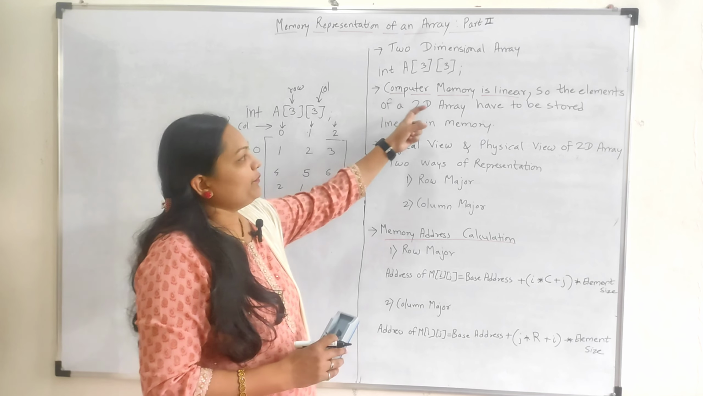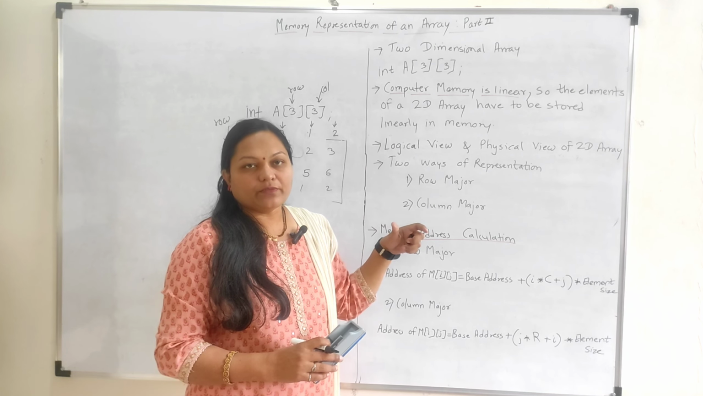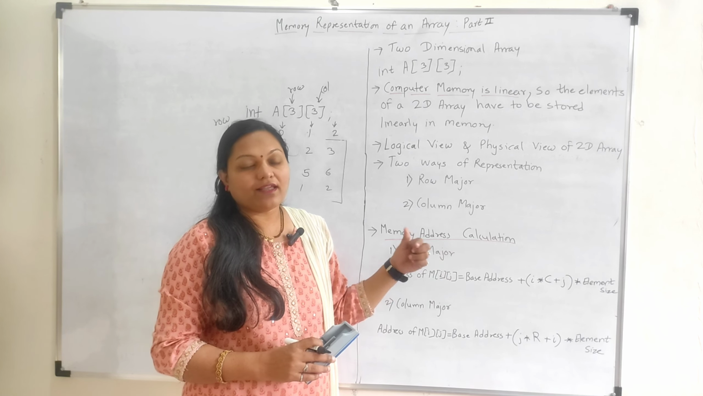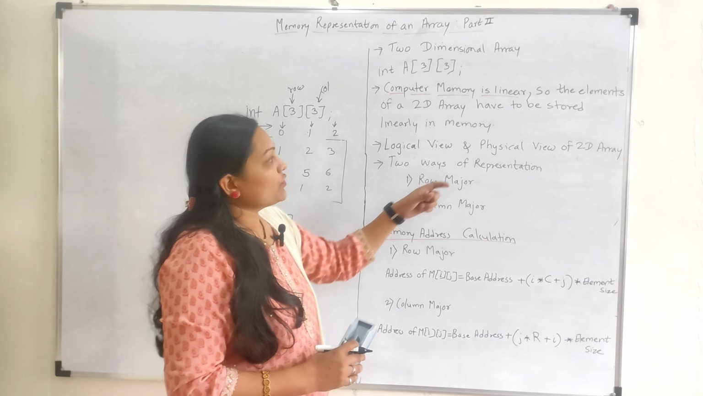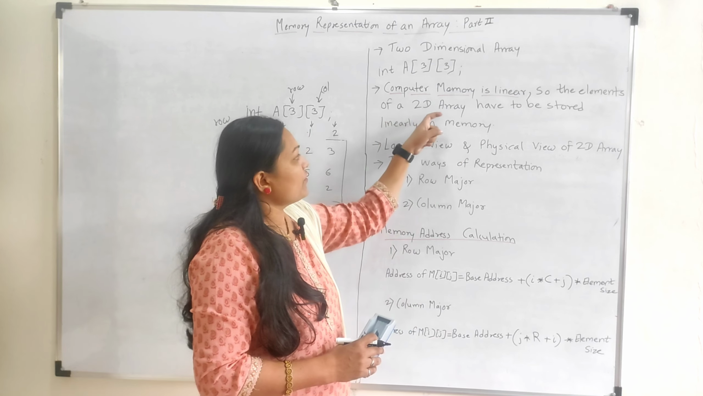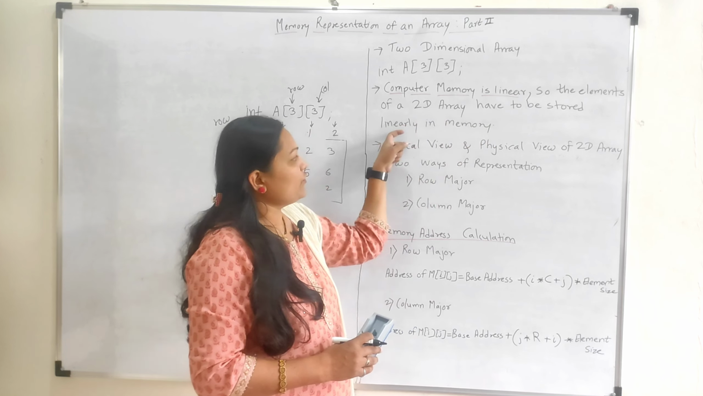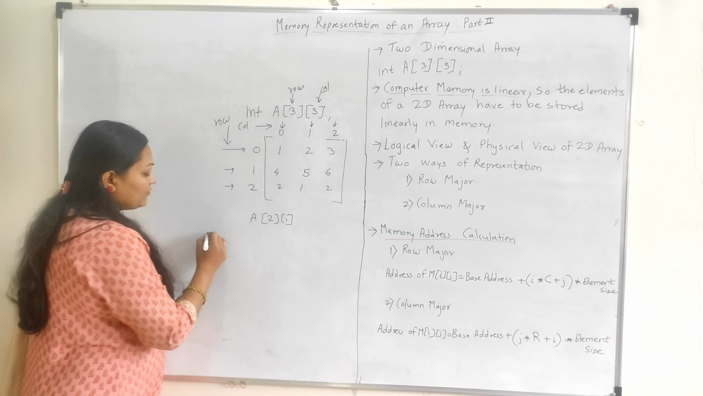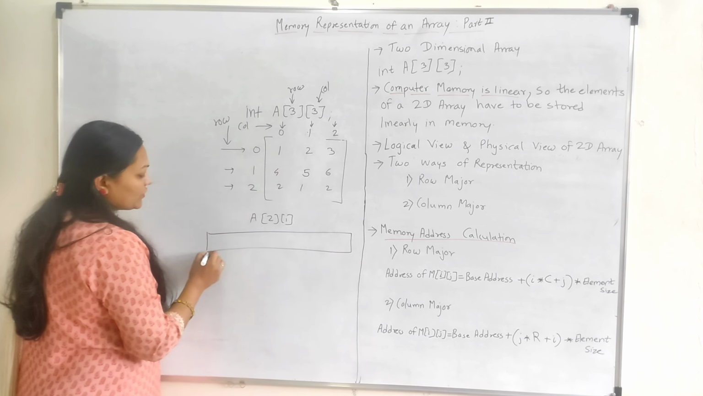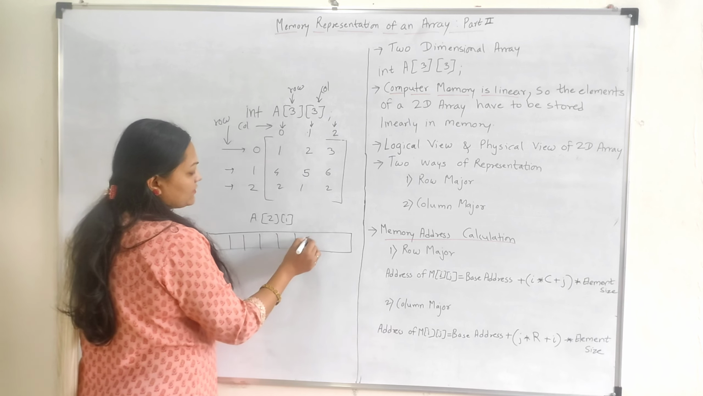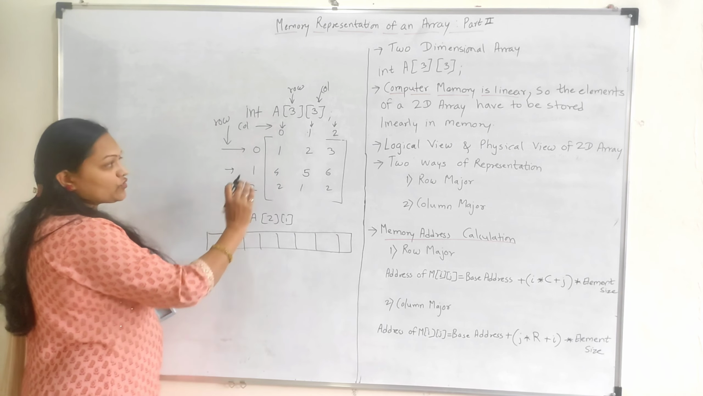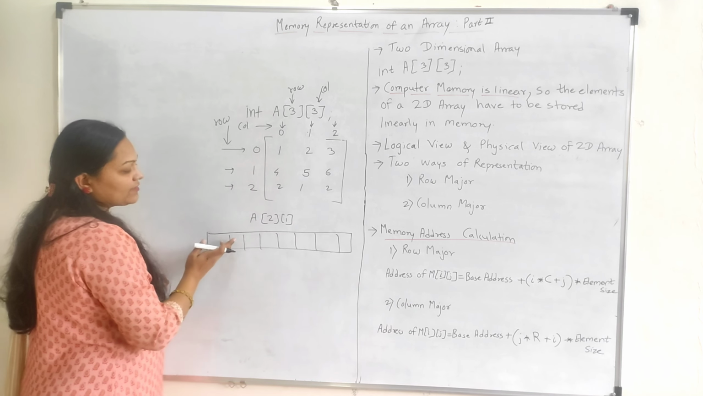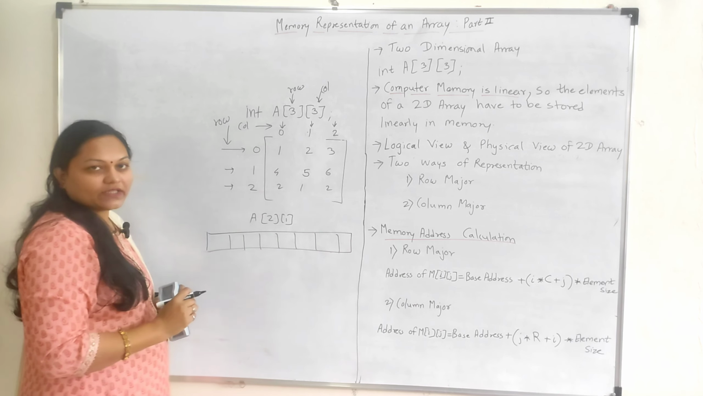So actually computer memory is linear, meaning consecutive memory locations are there in the computer memory. So the elements of a two-dimensional array have to be stored in a linear memory. Your computer memory is like consecutive memory locations like this. So we need to store all the elements of this matrix one after another.